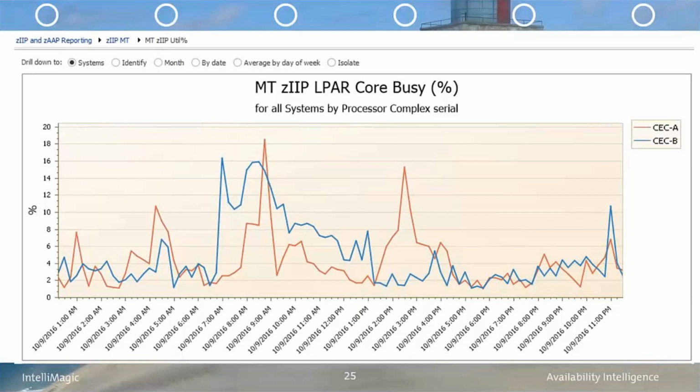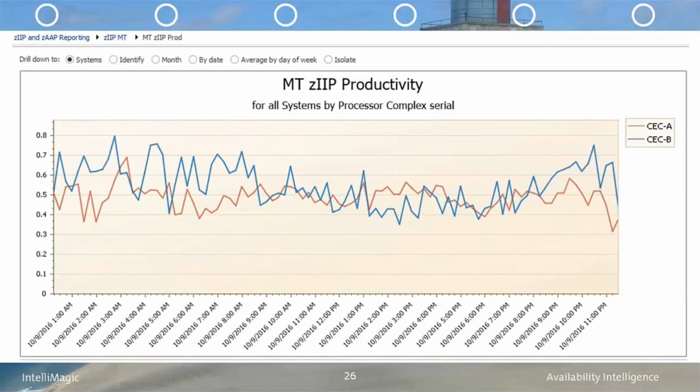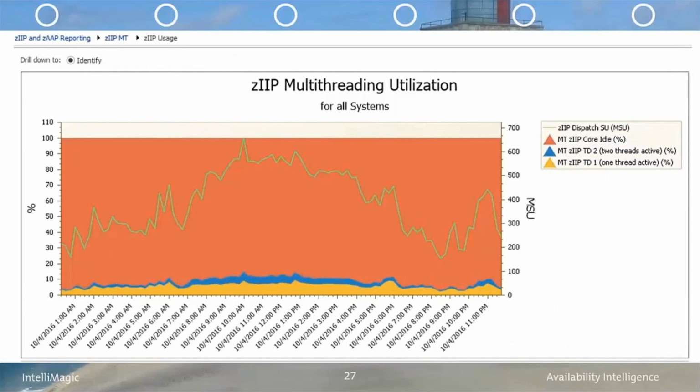Core busy time includes time when any thread is executing on the core, whether it's 1 thread or 2. Productivity is the capacity in use, which is the capacity factor, relative to the capacity maximum, the max capacity factor, during core busy time. And then this report brings together the percentage of time zIIPs are executing with a thread density of 1, which is this gold area at the bottom here, thread density 2 in blue, and then when the core was idle, which is in red. And the green line reflects the total MSU consumption of the zIIPs in this environment.